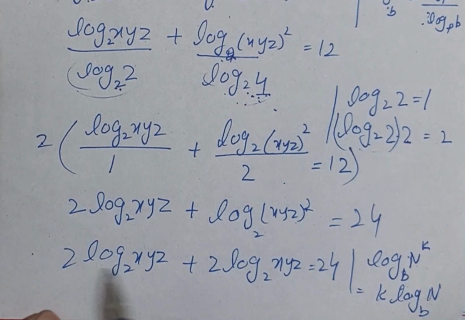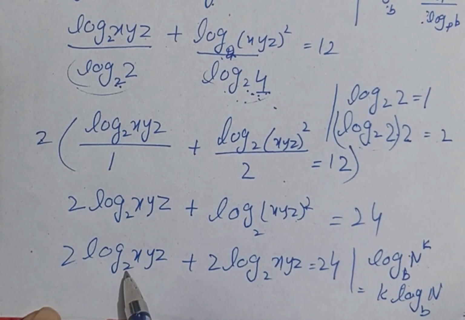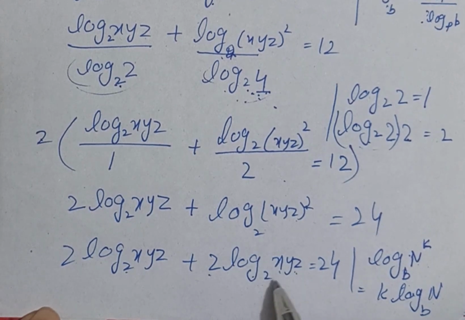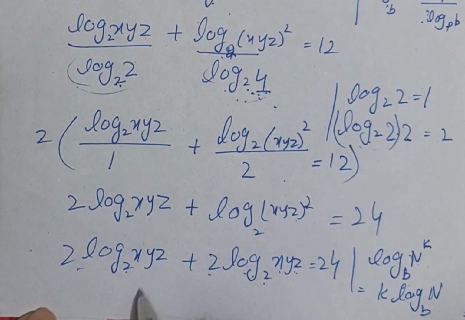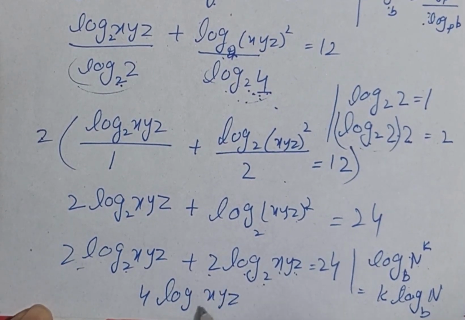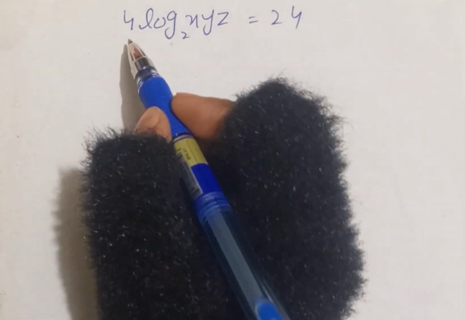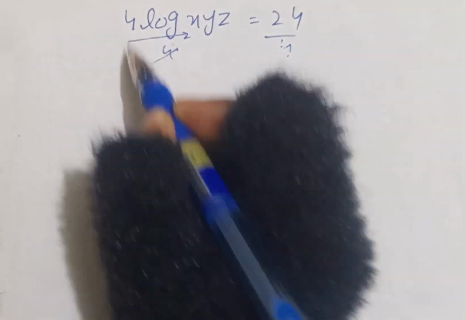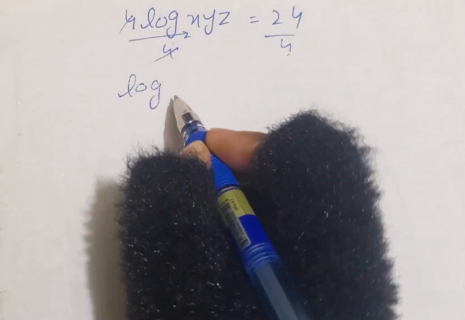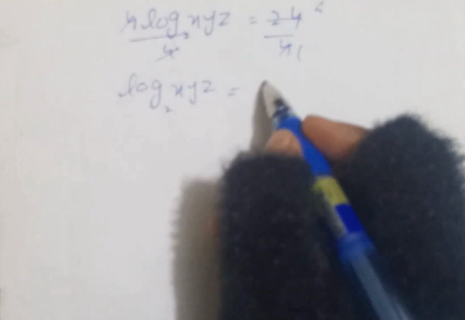Now look at this. This is 2 times log of the product of x, y, z with base 2, plus 2 times log of the product of x, y, z with base 2. So this will become 4 times log of the product of x, y, z with base 2, equal to 24. Now in the next step we divide this equation by 4 on both sides. So this 4 and 4 will cancel. We just get log of the product of x, y, z with base 2, equal to 4 sixes are 24, so 6.